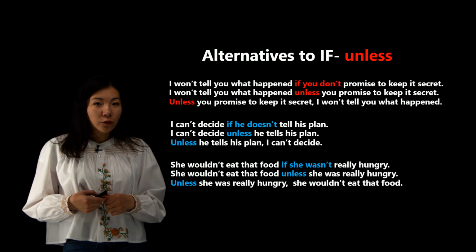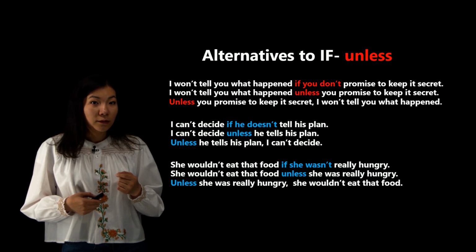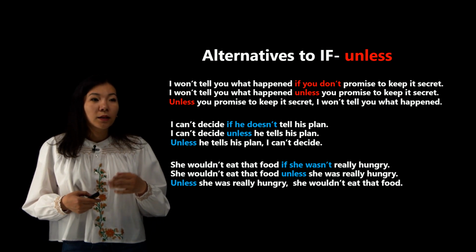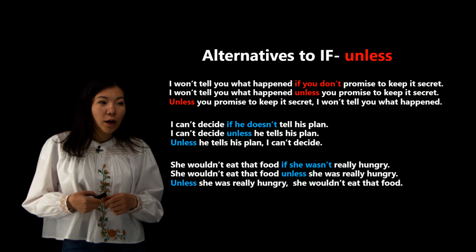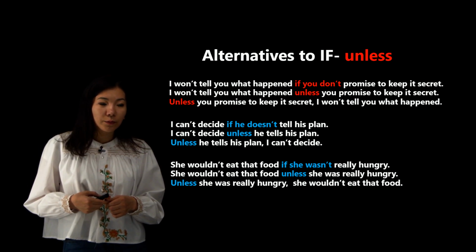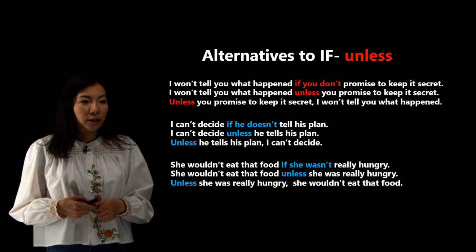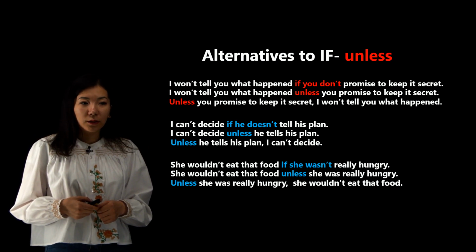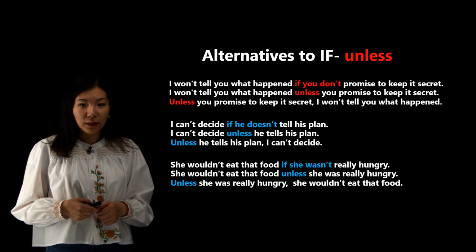Or also, this unless clause, we can move to the beginning of the sentence. Unless you promise to keep it secret, I won't tell you what happened. Okay, another one. I can't decide if he doesn't tell his plan. I can't decide unless he tells his plan. Or, unless he tells his plan, I can't decide.